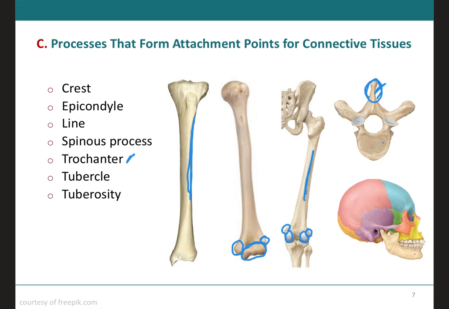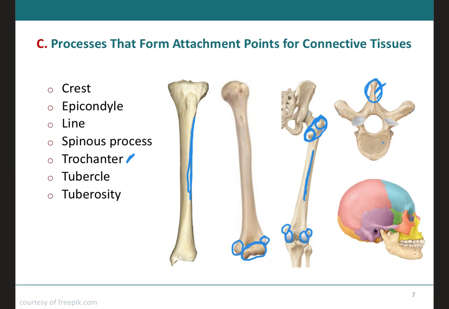Next, we have the trochanter. The trochanters are these huge bumps right over here on the femur. We have what we call a greater trochanter and a lesser trochanter. A trochanter is defined by a very large projection, and this is what it is, a large projection.